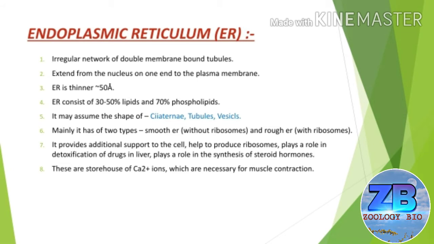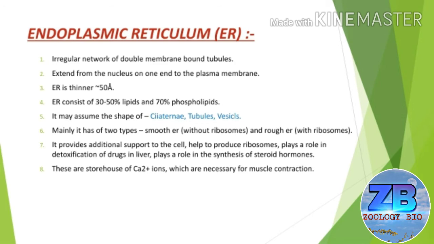Endoplasmic reticulum, or ER, is an irregular network of double membrane bound tubules. These extend from the nucleus on one end to the plasma membrane on the other, crossing the cytoplasm. ER is considered as one of the most important components of cytoskeleton. These were reported by Porter, Claude, and Fullam in the year of 1945, and the term endoplasmic reticulum was first used by Porter and Kellenberger in the year of 1952.